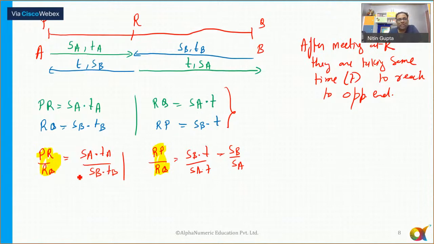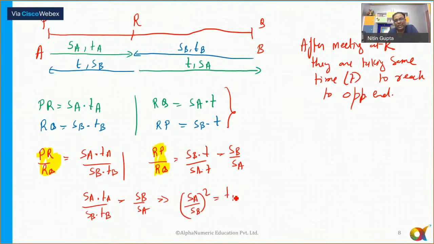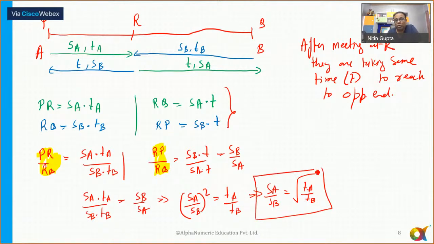And now if these two ratios are equal, I can say SA into TA upon SB into TB is equal to SB upon SA. So (SA upon SB) whole square, cross multiplying, is equal to TA upon TB. So I can say SA upon SB is equal to root of TA upon TB. And you can observe we are getting a similar kind of equation as we got before. And believe me, this you won't find anywhere.